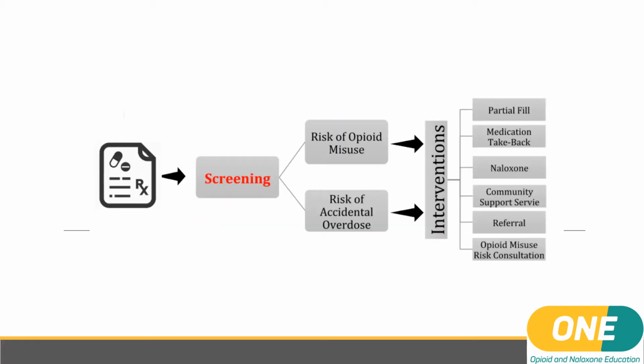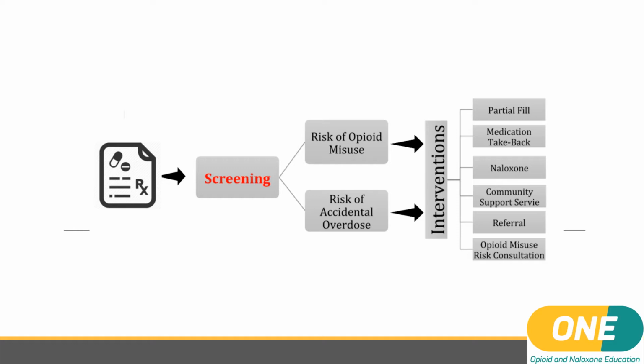Through the ONE program, the process starts with the receiving of an opioid prescription at the community pharmacy level. Once that prescription is received, the patient completes a brief screening form. That screening assesses for the risk of opioid misuse and also for the risk of accidental overdose. Based on that risk assessment, pharmacists provide specific interventions. Those interventions are based on the objective scores for that risk screening.